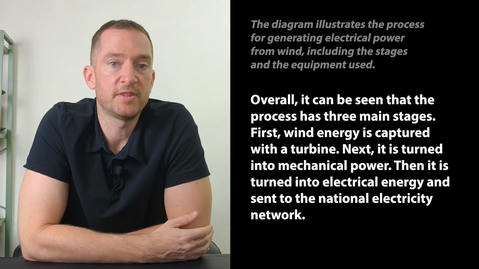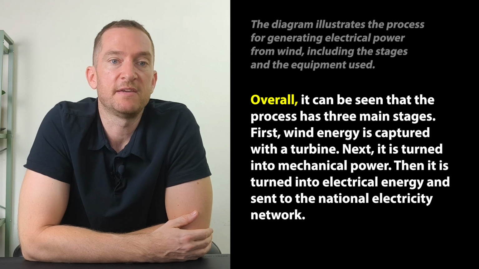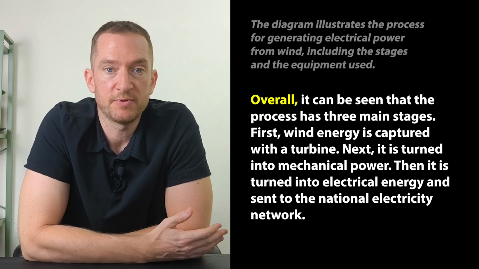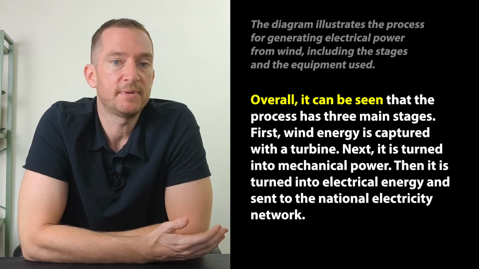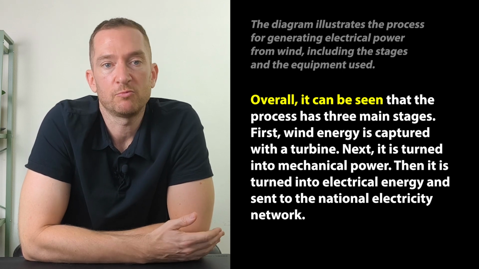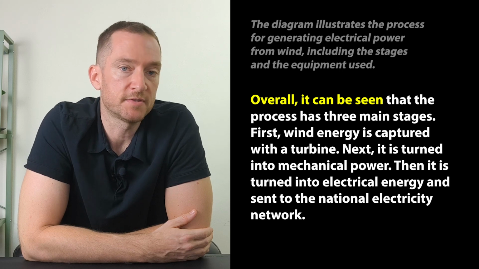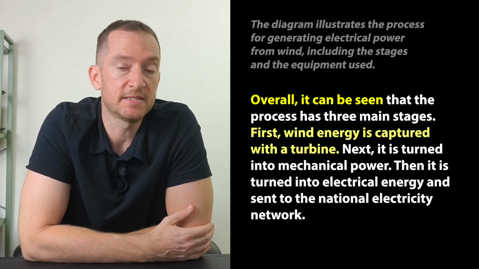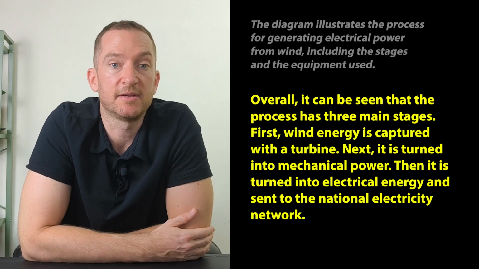So we can begin with overall. This shows the reader, the examiner, that we are giving an overview. Next, we can use a passive phrase, it can be seen. We could simply say we can see, but why not use the passive to improve grammatical range here? After that, we explain how the process begins and ends, and the 3 stages involved, which we talked about earlier.